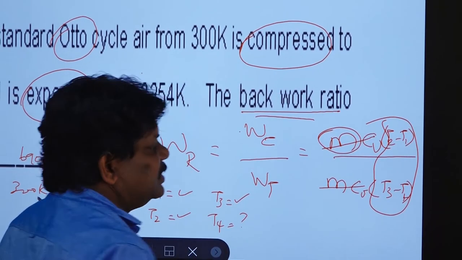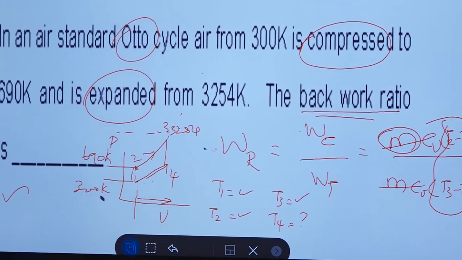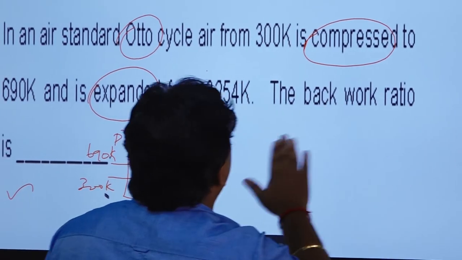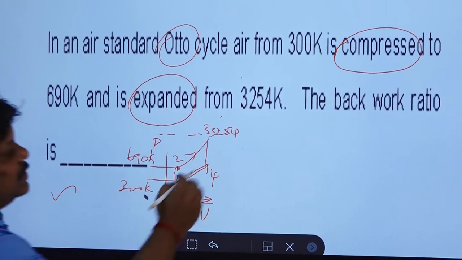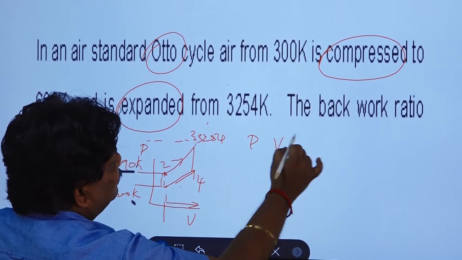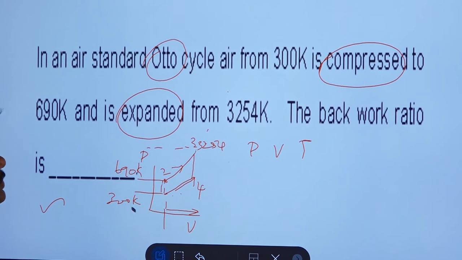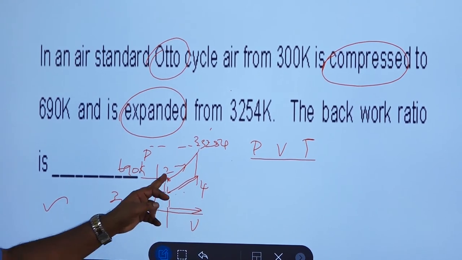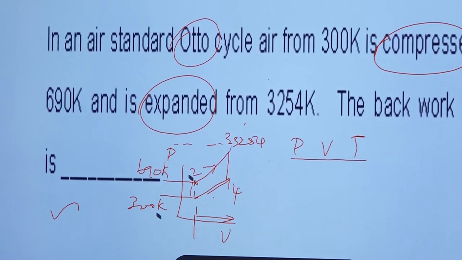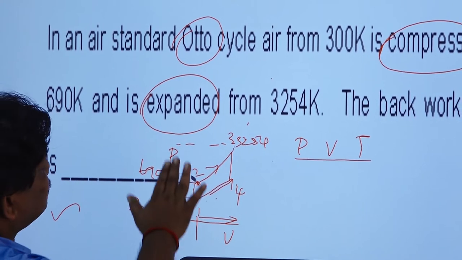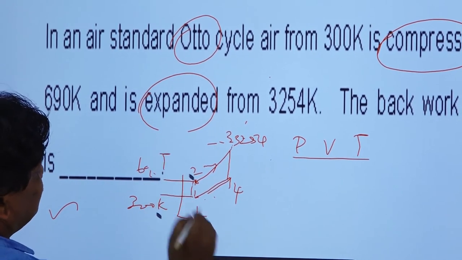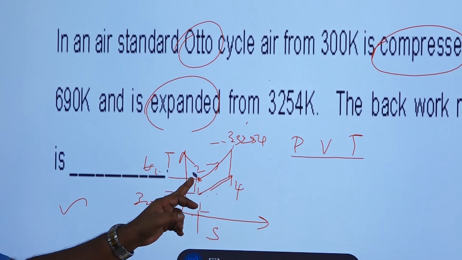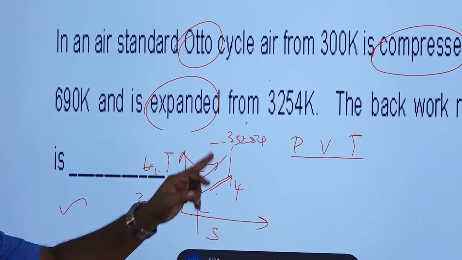So, T2 minus T1 by T3 minus T4. How will you find the values of T3 and T4? Using the PVT relation. Okay, 1 to 2 is adiabatic. This is not PV, I think this is TS, not PV. In 1 to 2, the entropy remains constant, and in 2 to 3 heat addition takes place.